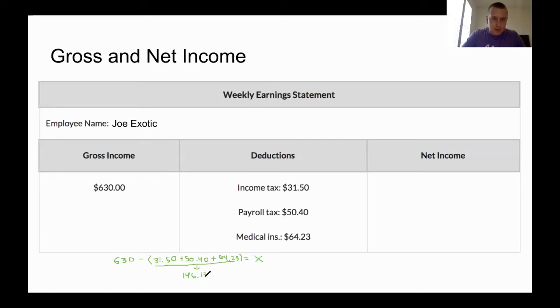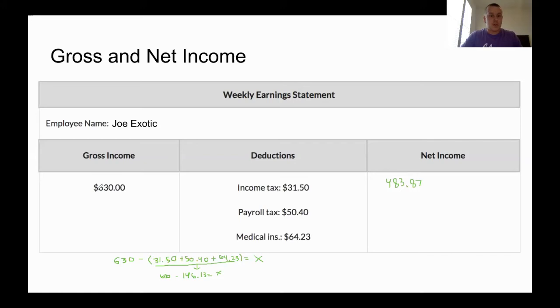And then just like we do with the triangle method, we bring down the rest of our equation, and then we rewrite the rest that we have. So then our final step would be 630 minus $146.13, and that's going to get us $483.87.